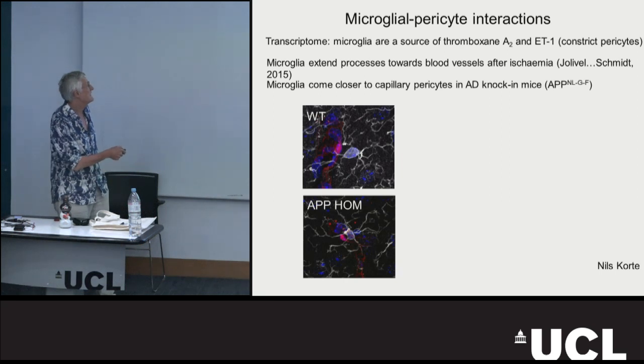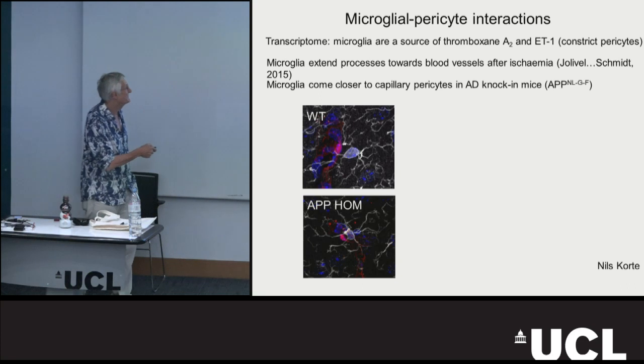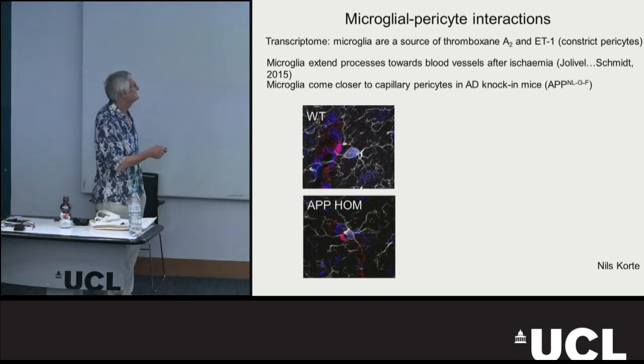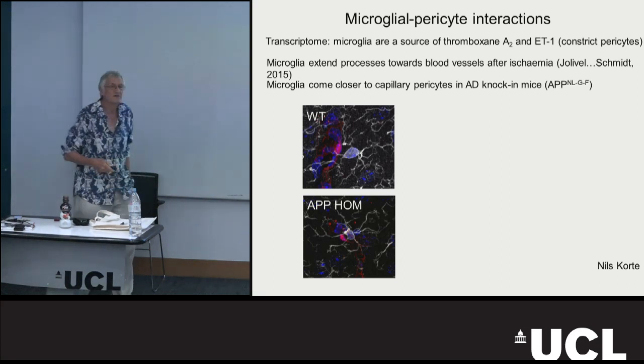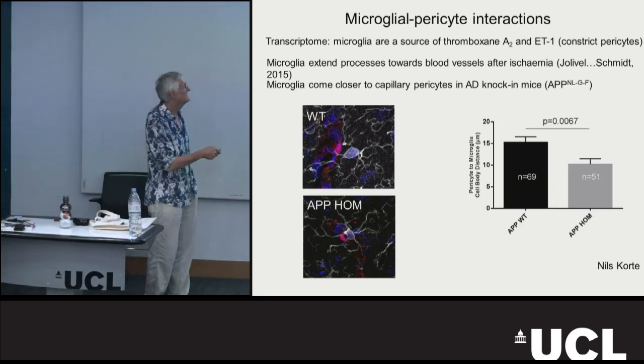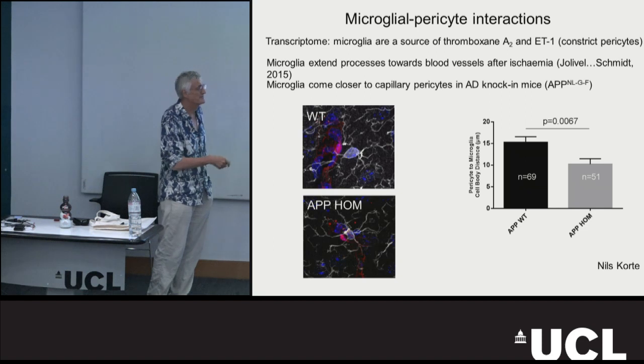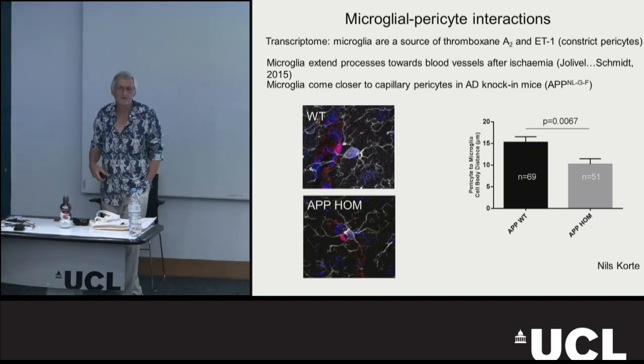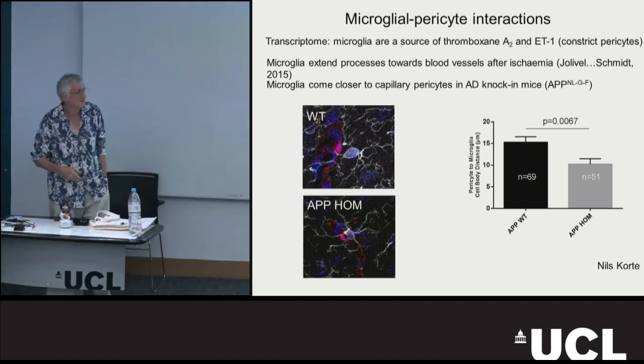And if you image microglia and blood vessel and pericytes, then measure the distance simply between the cell bodies of the microglia and the pericytes, you find that in the AD mice, the microglia get closer, about 30% closer to the pericytes. What age is that?